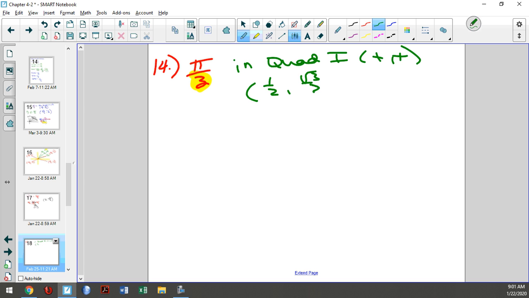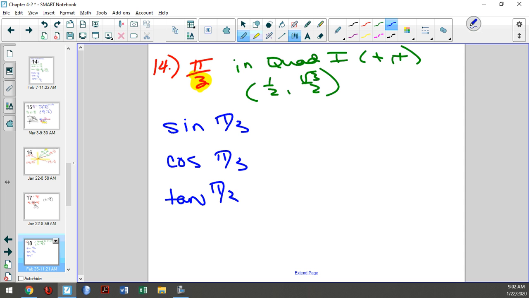1/2, square root of 3 over 2 corresponds to that. So since I'm in quad 1, they both are positive. And now I need to find the sine of pi over 3, the cosine of pi over 3, and the tangent of pi over 3. Yes? So if I'm doing the sine of pi over 3, that is your y-coordinate of your ordered pair. So what is the y-coordinate? It is the square root of 3 over 2.